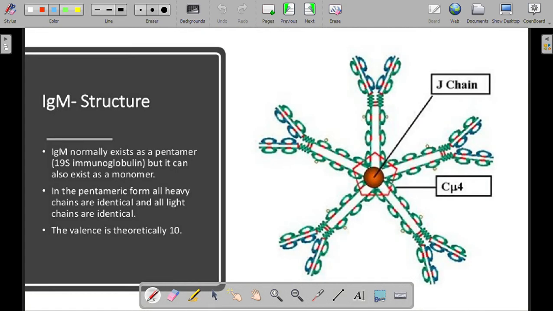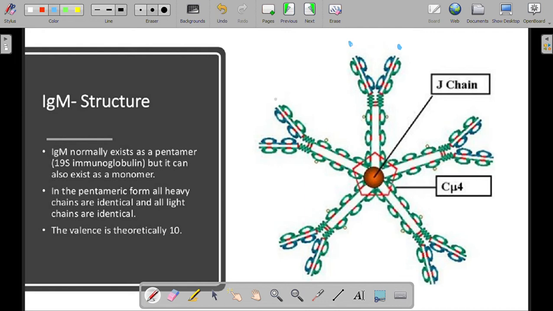Okay, so what is IgM? The IgM structure is very fascinating in nature. It has a pentameric structure. IgM normally exists as a pentamer, but it can also exist as a monomer. So it is not necessary that it exists as a pentamer only. Keep in mind, in pentameric form, all the heavy chains are identical and all the light chains are identical. The valency is theoretically 10, and you know what the meaning of valency is: valency is how many antigens it can interact with.